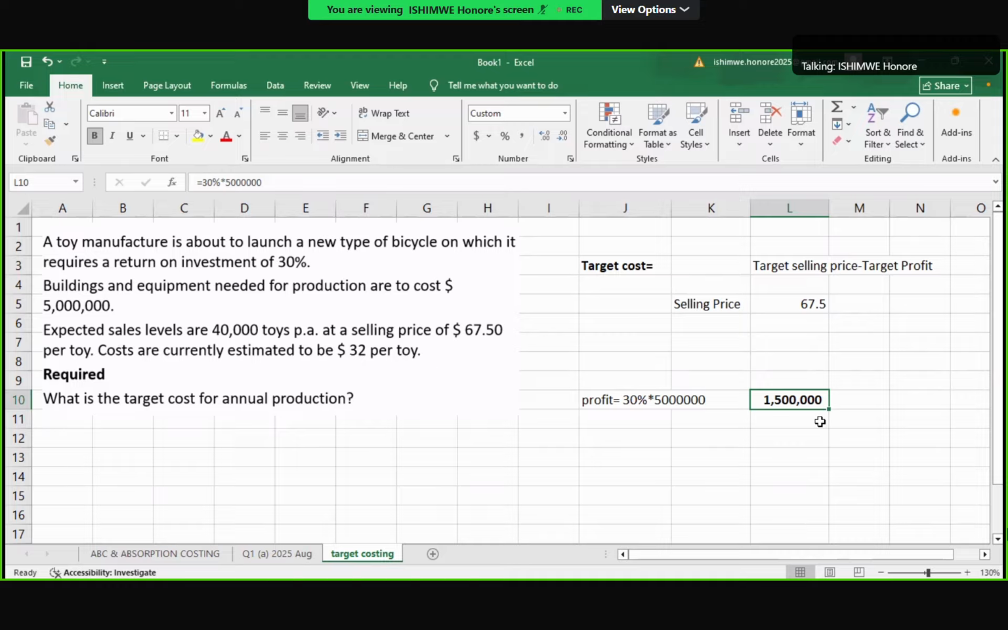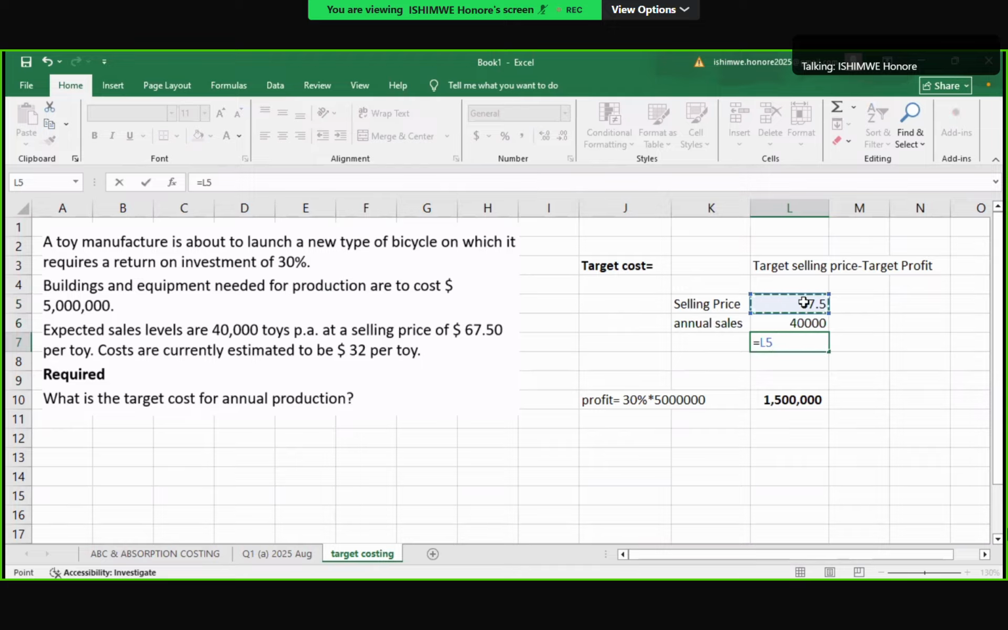That is the return on investment. And the expected sales level is 40,000 toys. So let me not complicate my life. I can say the sales will be the selling price of 67.5 times 40,000 toys. Then I remove the 1.5 million as profit. So if I multiply annual sales volume of 40,000 toys by the price together, it can give me the solution here.